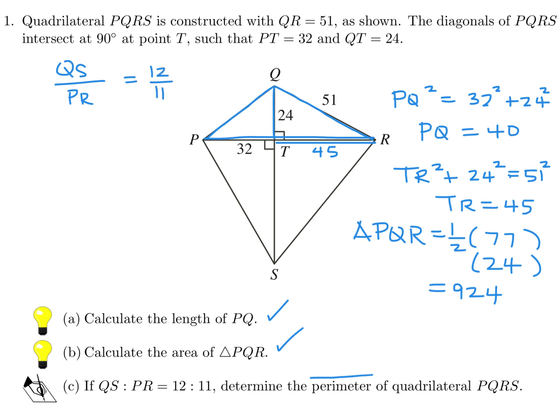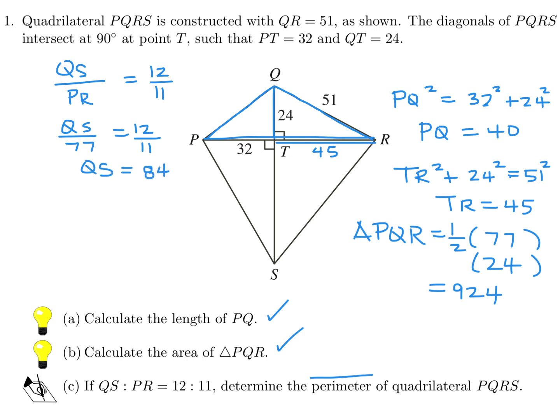Now, I think one of these we know. QS, is it? No, QS we don't know, but we know PR. Yeah, PR we just figured out was 77. So QS over 77 is 12 over 11, and then when you solve for QS, you will get 84.